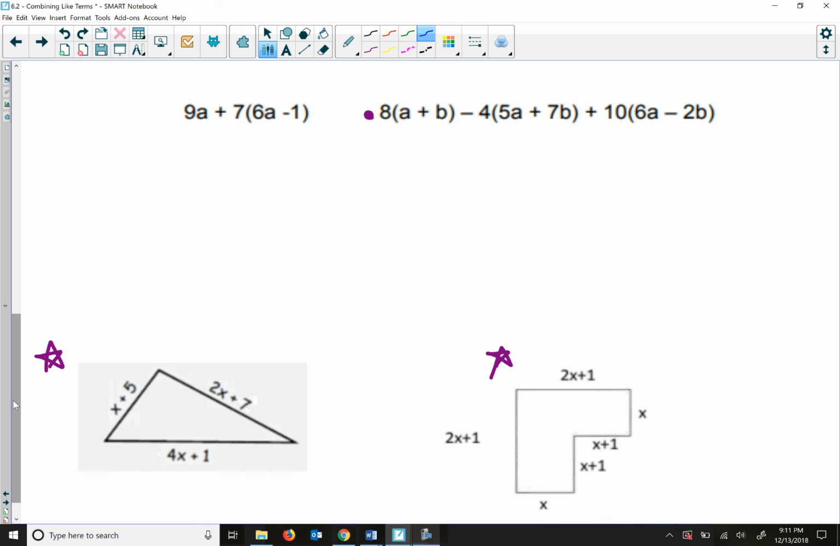Okay. The last problem that's got some distribution to it. Now we have to distribute 3 times, but we're going to just keep on doing that same process. For this first one, we're going to distribute here. For this second one, we're going to distribute that -4. And for this third one, we're going to distribute just this 10.